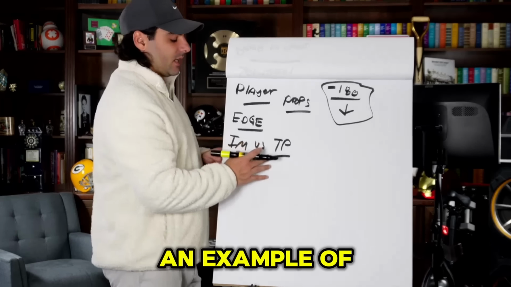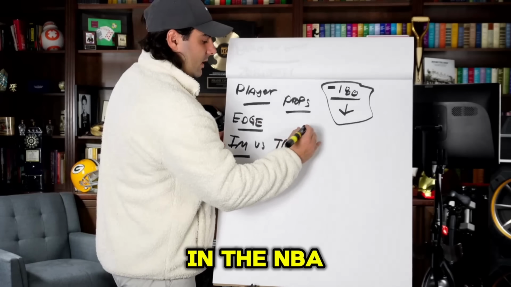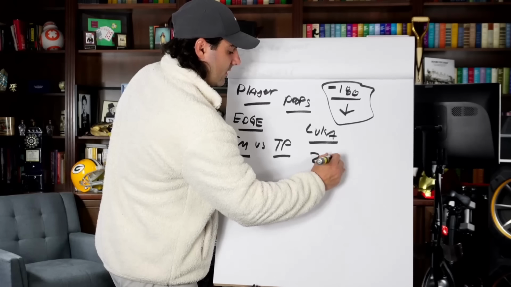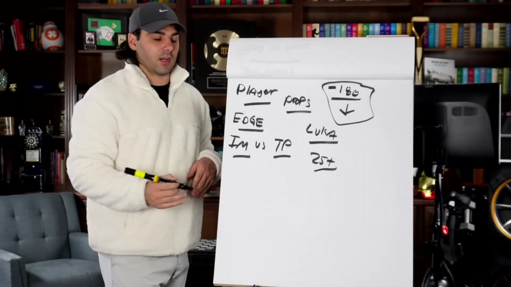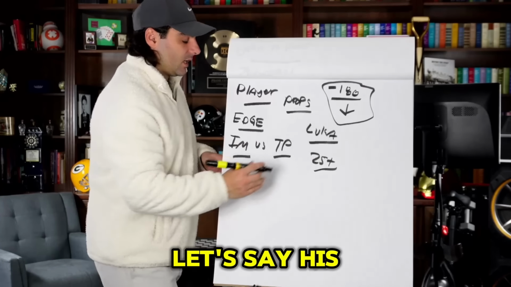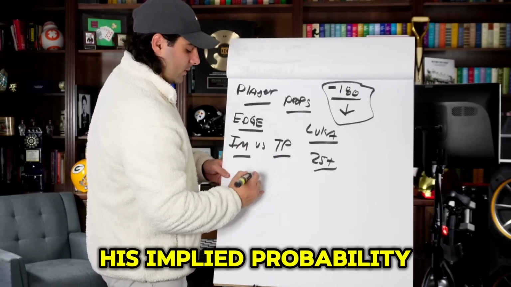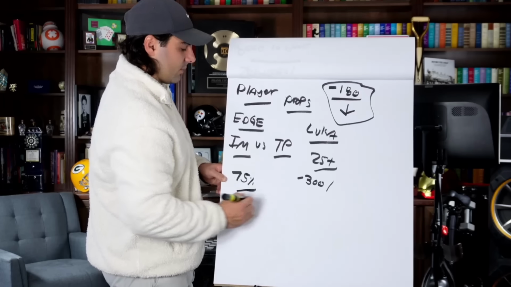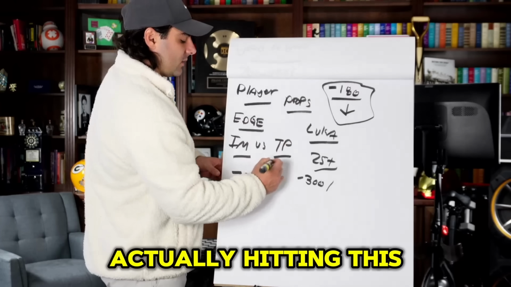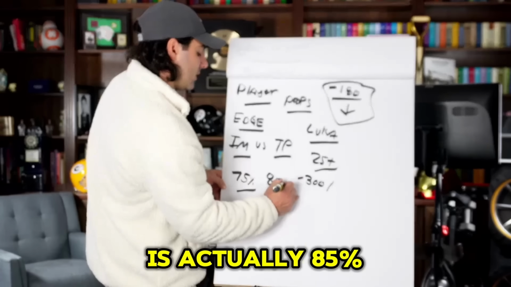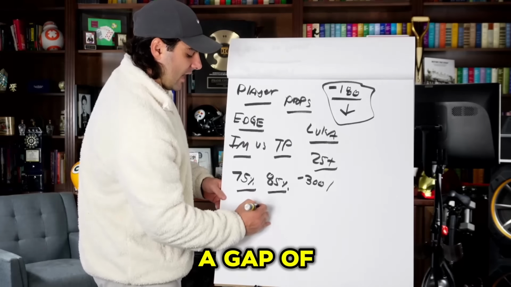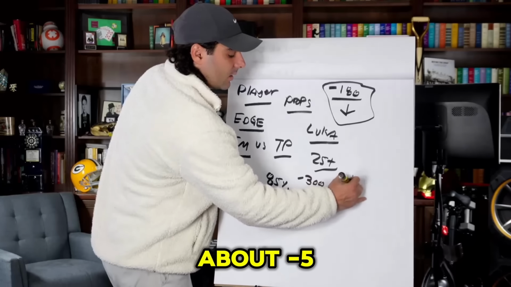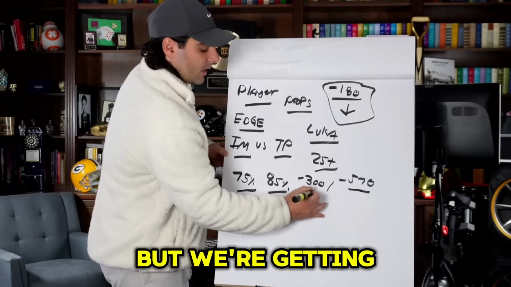So let's go ahead and talk about an example of how that's going to be put down. Let's go to the NBA for real quick, and let's take a look at Luka, we'll say. Let's say Luka, for example, to get 25 points. That's just what we're looking at. Let's say his odds to get that are minus 300, which would be a 75% implied probability. Now, the true probability of him actually hitting this is 85%. So that gives us a gap of 10%, which is on our side. The odds on this play should actually be about minus 570, but we're getting it for a bargain at minus 300.